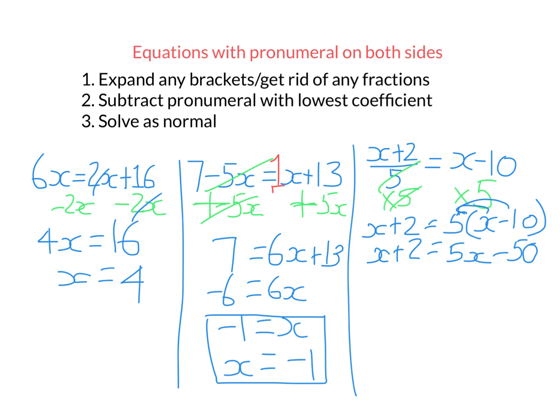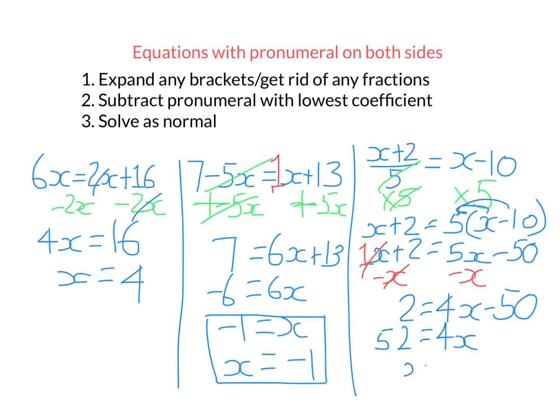Now I'm going to subtract the x with the lowest coefficient. Remember, no coefficient means it's 1. So this coefficient is 1, this is positive 5, 1 is less than 5, so I'm going to subtract 1x or x from both sides of the equation. So I'm left with 2 equals 5x minus x is 4x. Now I just solve as normal, now that I've got x to only one spot. So I add 50 to both sides, then I divide each side by 4. I get 13 equals x, or x equals 13.